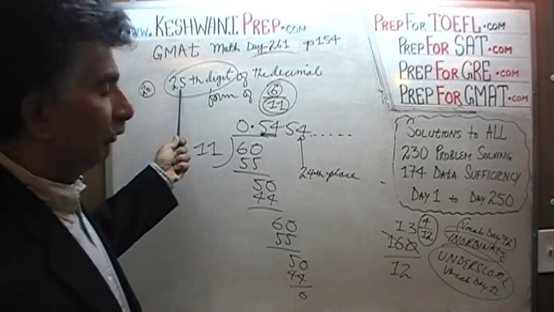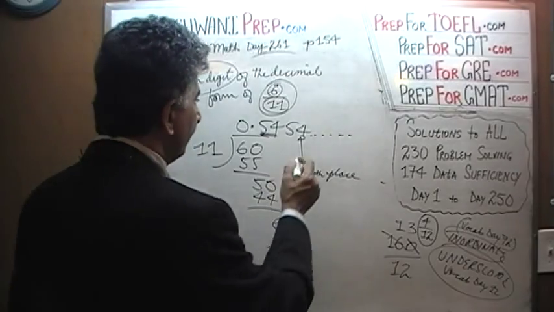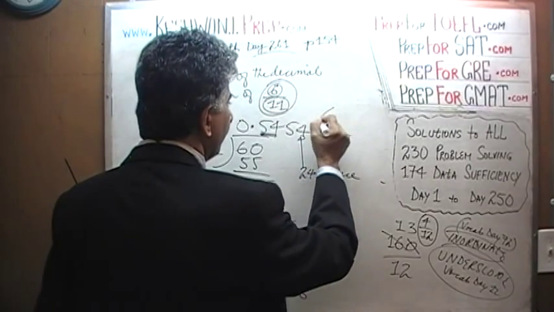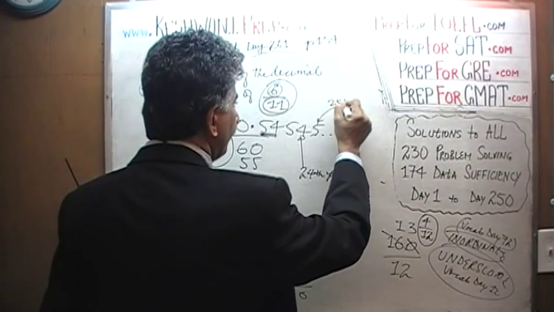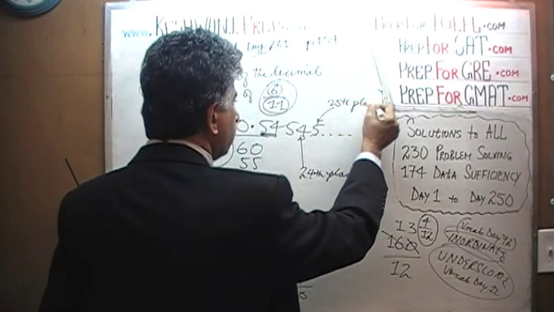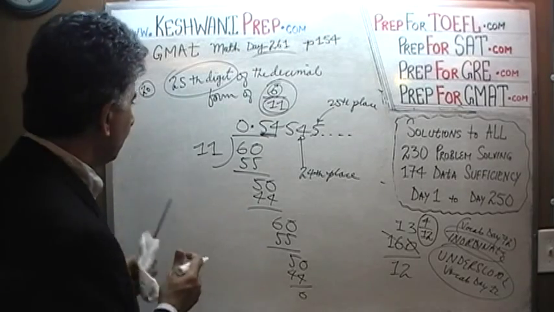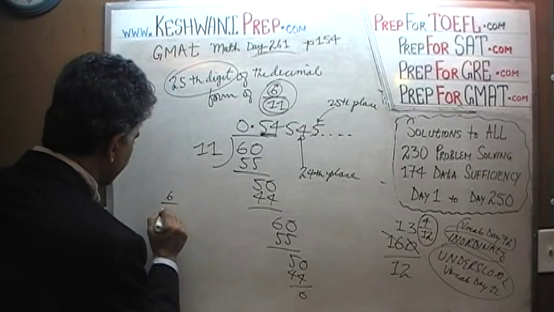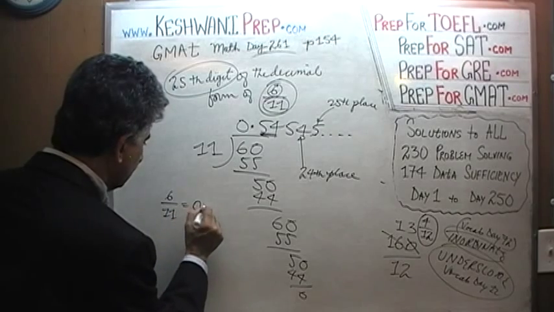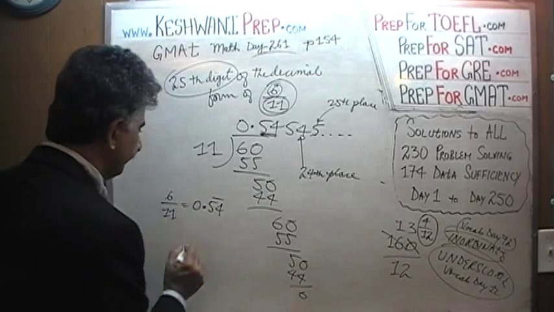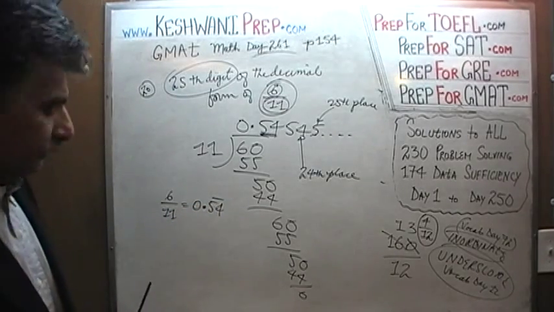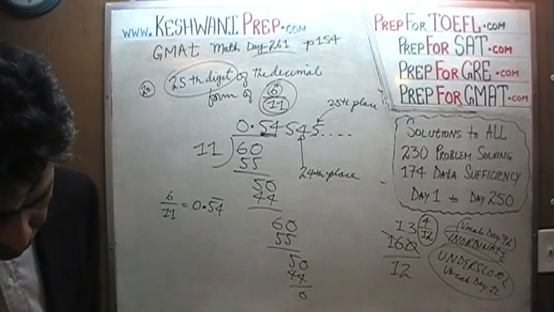The question here is what is in the 25th place? The answer is, in the 25th place we're going to have a 5, because it repeats 5, 4. So the answer is 6/11 is equal to 0.54 repeating. It is 54 repeating. Let's do the last one on the page, number 21.